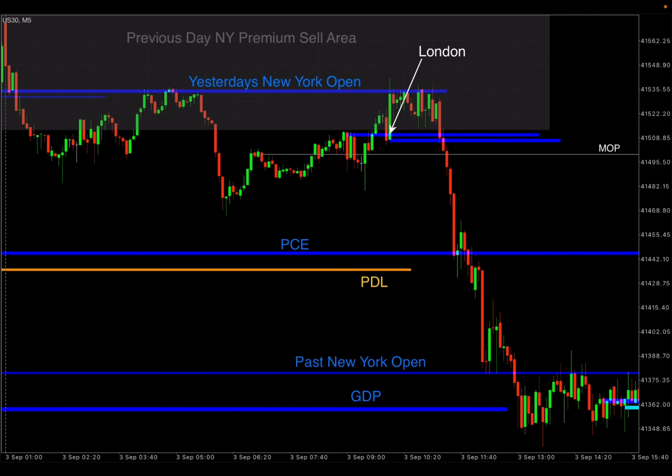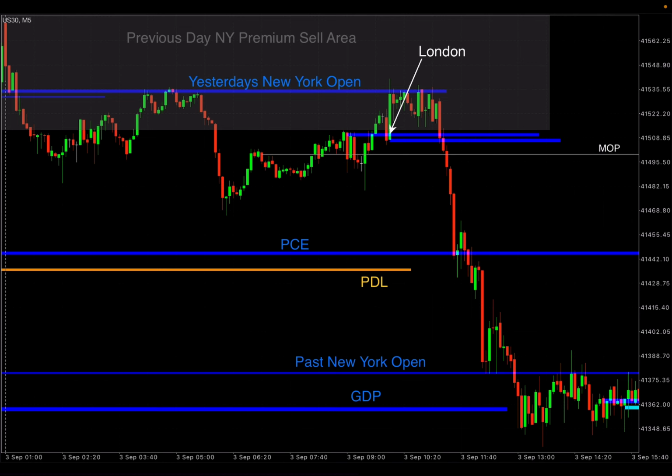I wasn't really on the charts this day, was very busy, so messed up my analysis a bit. The key areas and the key confirmations were there. So this was the London opening. You can clearly see it pushed up to the New York opening from the previous day, then continued the downwards move.